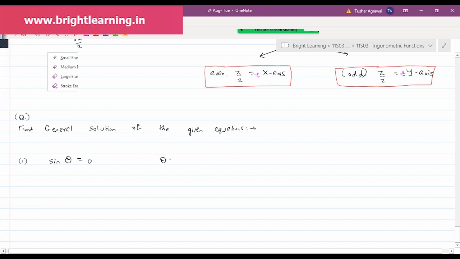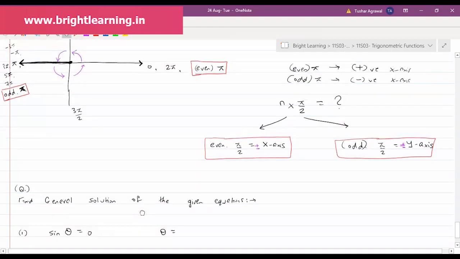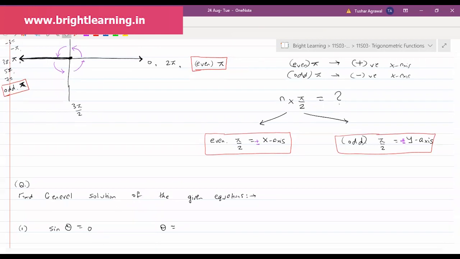So can you see that theta? I will give you half a minute. Think for some while. Sin theta is equal to 0. Don't use NCERT, don't use the book now. Just think yourself.